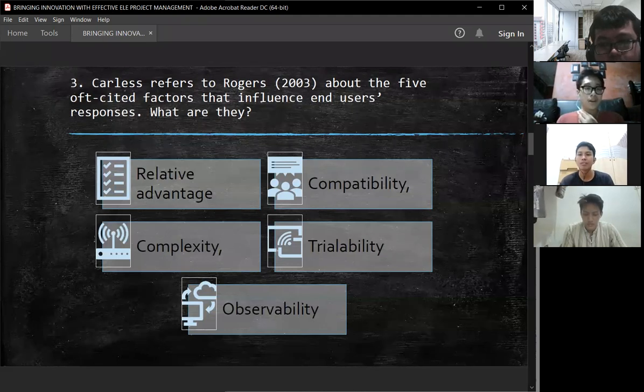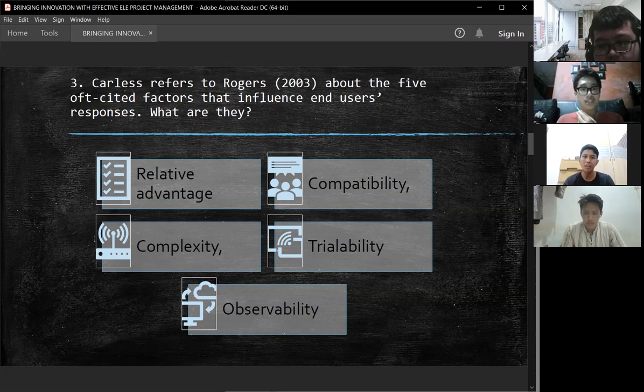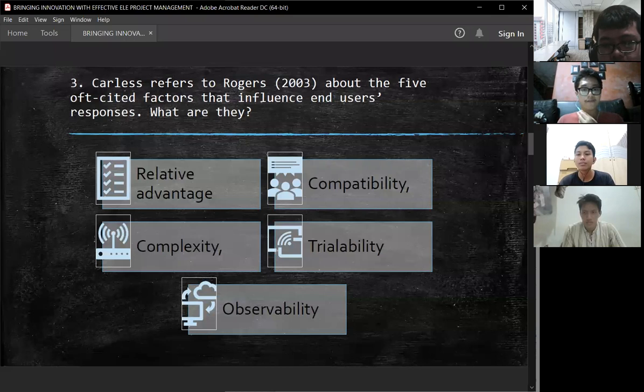The next one is trialability, which involves the ease with which the target audience can interact with the new concepts. And lastly, observability, which includes the visible outcomes of trying or consuming the concept.